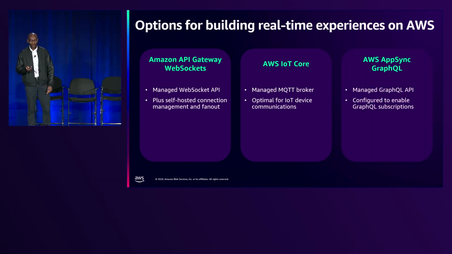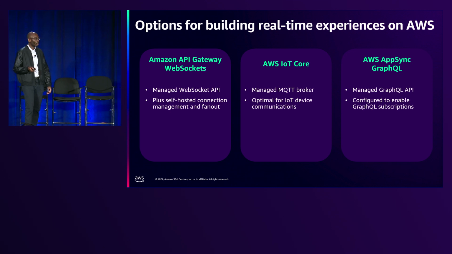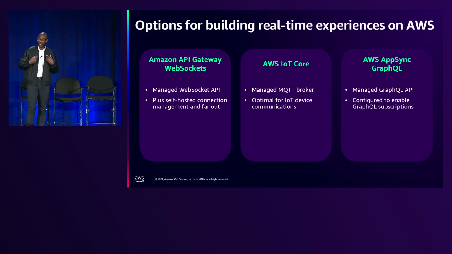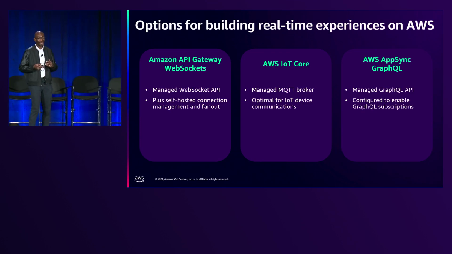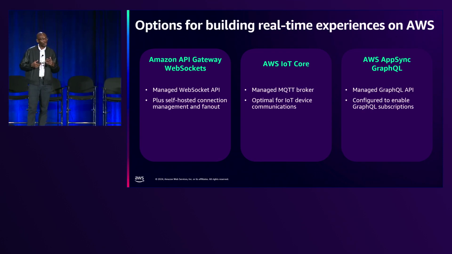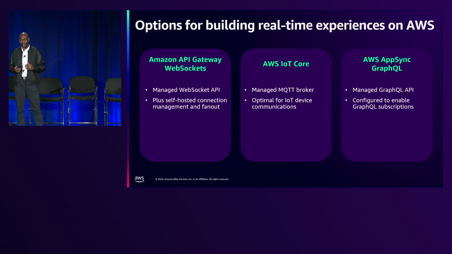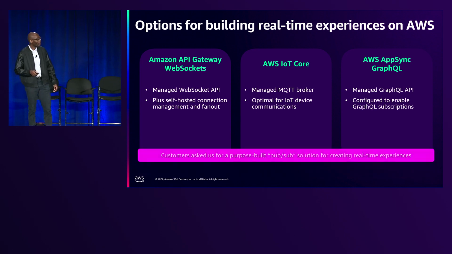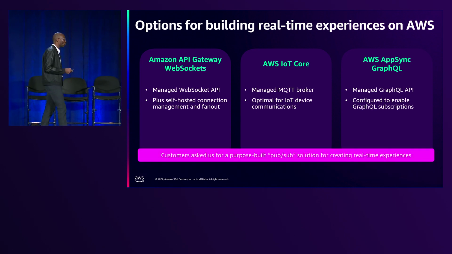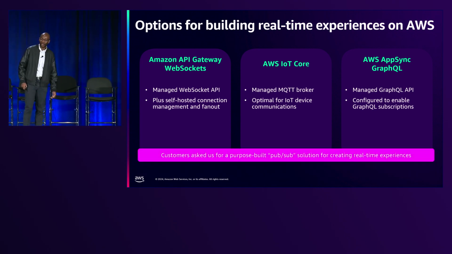And then last but not least, there is AWS AppSync GraphQL. This is awesome. That's my service. I'm biased. But it does require you to know about GraphQL. And in some cases, customers actually don't need the GraphQL part. All they really want is the subscription part. They want that scale in those WebSockets that we manage. Customers have really asked us for purpose-built pub/sub solutions for creating real-time experiences.